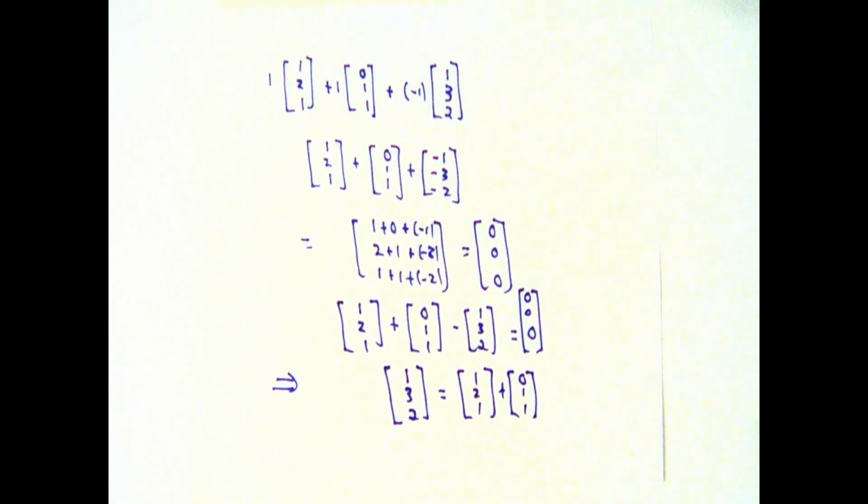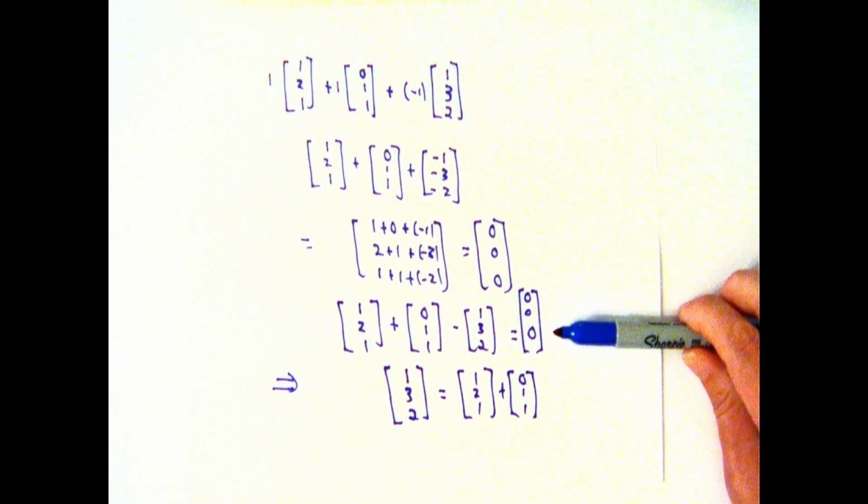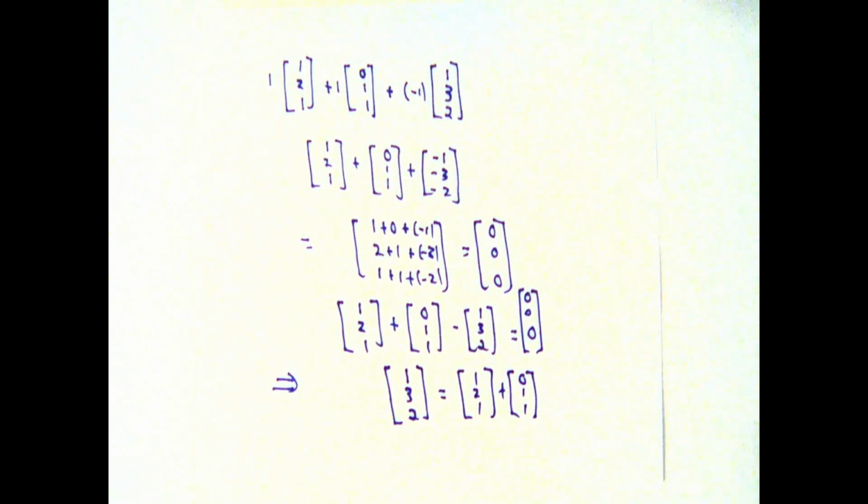Another way to look at this is to write our results down again and then add the vector 1, 3, 2 to both sides. And then, of course, you see that 1, 3, 2 is 1, 2, 1 plus 0, 1, 1. If a set of vectors is linearly dependent, then there's at least one vector in there someplace that can be written as a linear combination of the other two. This is going to be important to us when we talk about a basis.